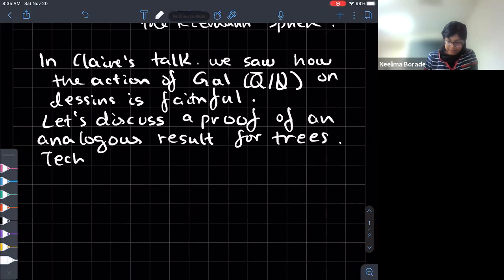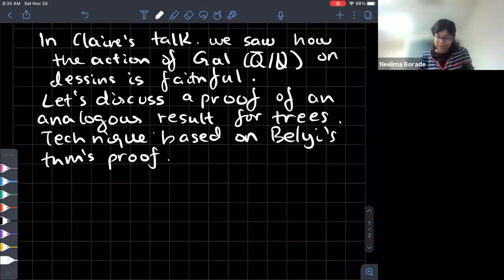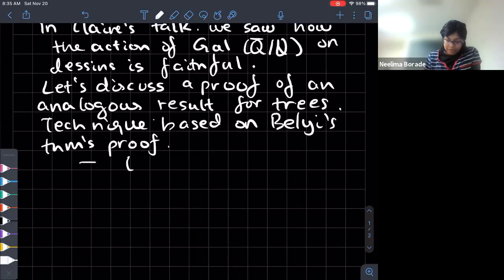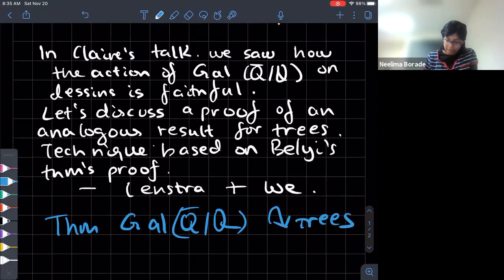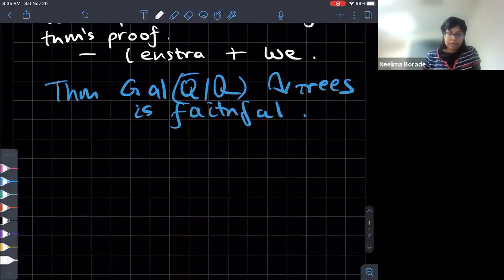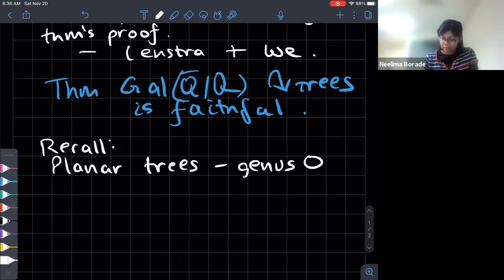And the technique is basically based on Bailey's theorem's proof, which is also explained in Schnepp's paper, but I won't cover that today. And it's due to these two people, Lenstra and me. Okay, so what is the result? The result is that this action of the Galois group on trees is faithful. Right, and just to recall what we mean by planar trees, these are just genus zero Dessins. Okay, and so how do we prove this?